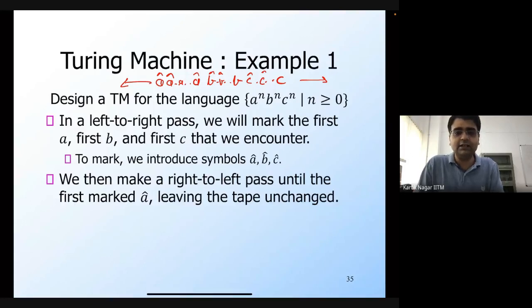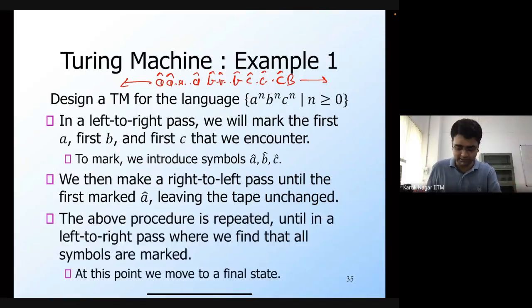So now you know that you have marked all the A's. You need to make sure that you have marked all the B's and all the C's as well. So you will make another right to left pass where you will just check whether or not there are any B's or C's. If there are any B's or C's, then you will reject. And if you don't encounter any B's or C's, and you directly encounter blank, then you know that you have an equal number of B's and C's as A's, and therefore you will reach a final state. Otherwise, you will reject.